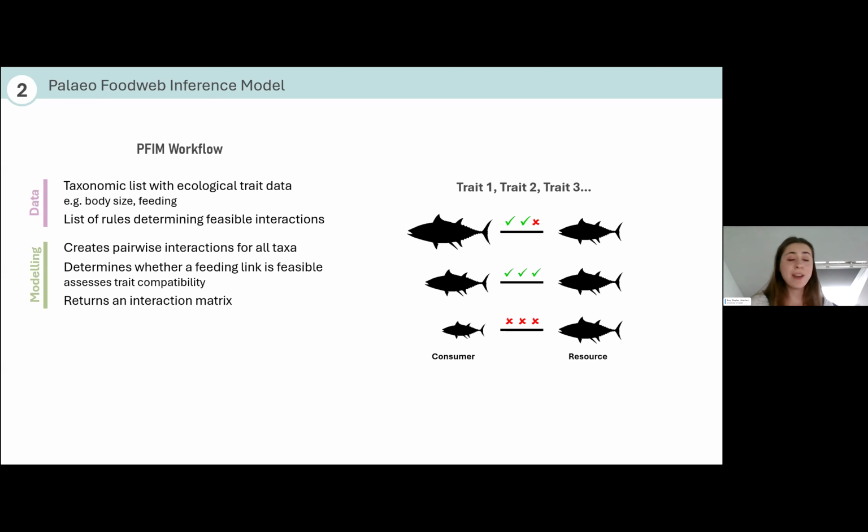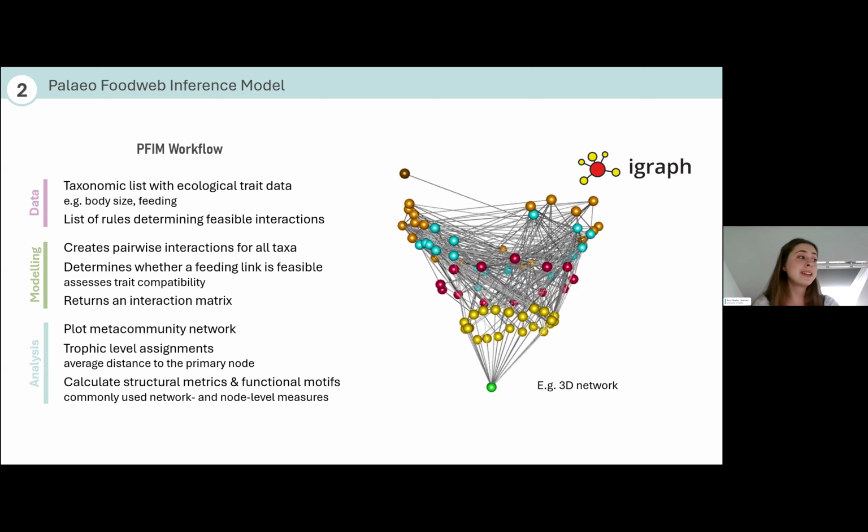So the model then does this for every trait, and a feeding link will only be generated if all of the traits are considered compatible. So in this case, only the middle consumer can feed on that resource. So once the model has done this for all of the interactions, it will return an interaction matrix showing all of the feasible feeding interactions. And it's from this point that we can now generate our meta community network.